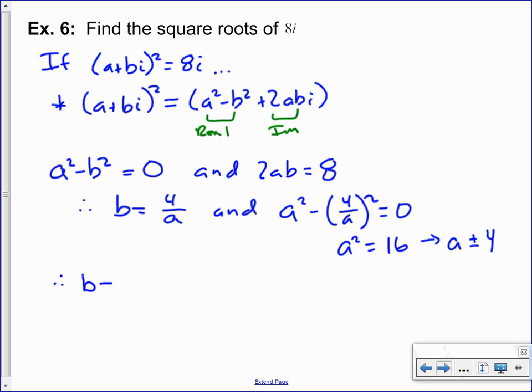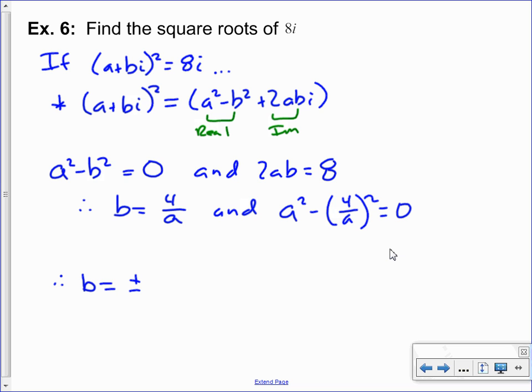Therefore, b would have to be... You plug in b right here for a right there. A squared is 16. Did I mess it up? Probably. No, you're right. So a squared is not 16. Sorry about that. Let me fix this up.